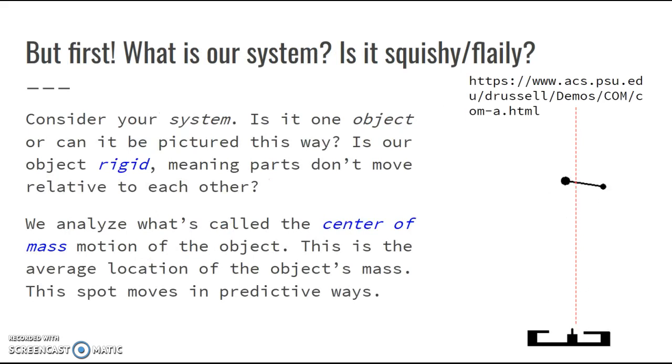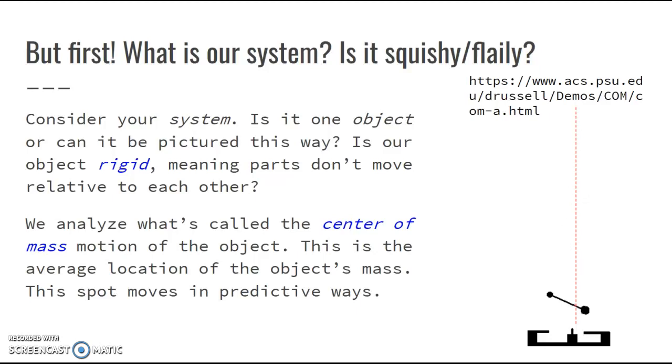Alright, so first we need to think about our system, and we need to worry about whether it can move, whether it can be squishy, whether it's flaily, that kind of thing. So if we look at our system, is it an object? Can we simply think of it as an object like we defined last lesson? Is our object rigid, which is very important. So can we assume our object doesn't have any internal parts that move, that one point in the object doesn't move relative to another position in the object? That's what it means to be rigid. Not squishy and not flaily. And those are words I used for this.